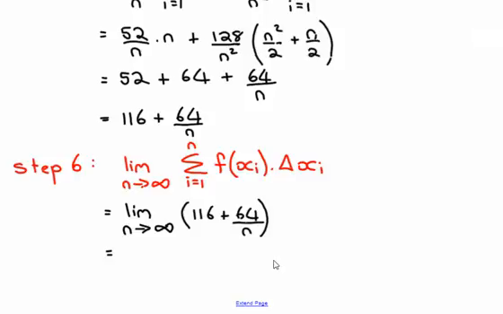Now remember how limits work. If I let n get bigger and bigger and bigger, then 64 divided by a really huge number gets really close to 0. So that will tend to 0, which makes my limit 116. So have I answered my question?